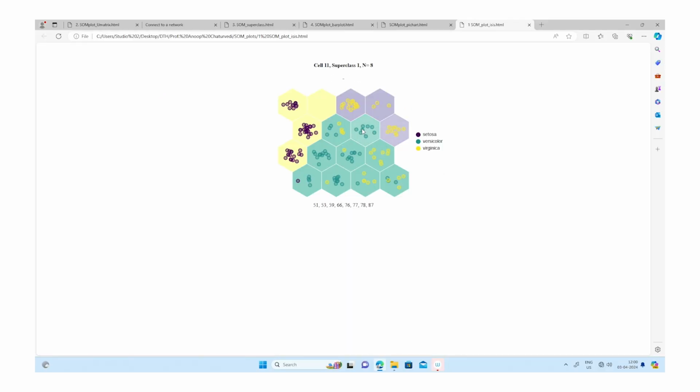Now here is the SOM map of all the observations. If we move the cursor to different grids, then we get the information about different nodes. Say this particular observation has sepal length 7.9, sepal width 3.8, petal length 6.4 and petal width 2.